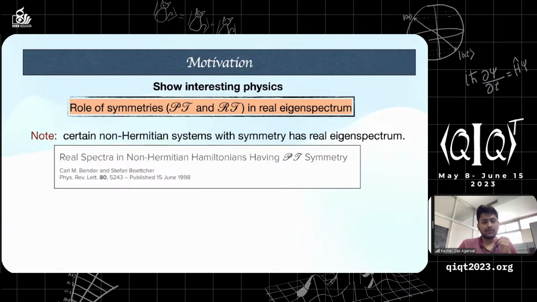They also show interesting physics like the role of anti-unitary symmetries like PT or RT. Here PT is parity time, where parity takes x to minus x, and time reversal takes t to minus t. So parity time symmetry or rotation time symmetry. Our work has been concerned with the rotation time symmetry, and I'll introduce RT symmetry. The first effect of PT symmetry in non-Hermitian mechanics was shown by Carl Bender in a 1998 PRL paper, and he showed that the system can have real eigenvalues even though it's non-Hermitian.